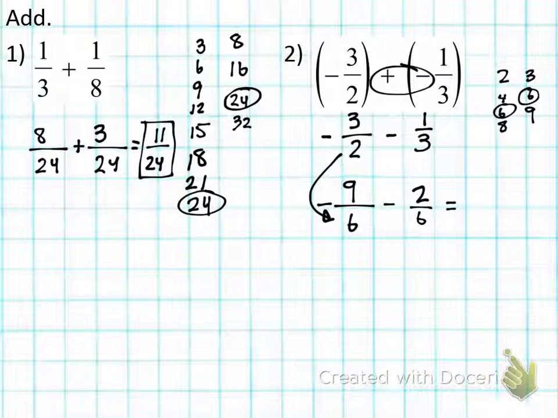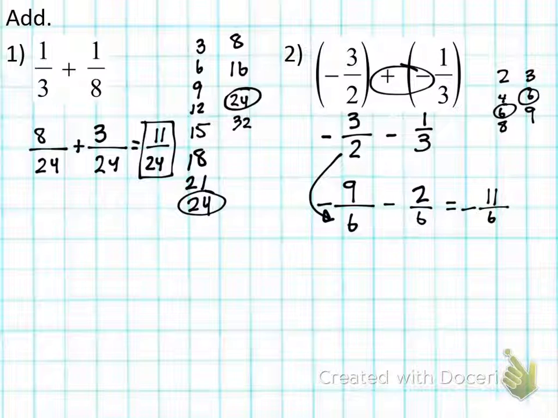Okay, now we have 2 negative teams. We have a negative 9 and negative 2. Are they the same team or different teams? They're the same, so we combine them. So 9 plus 2 is 11. And we know it's a negative team, so we want to make sure we have the negative sign there, and the denominator 6. Okay, now this one has one more step.